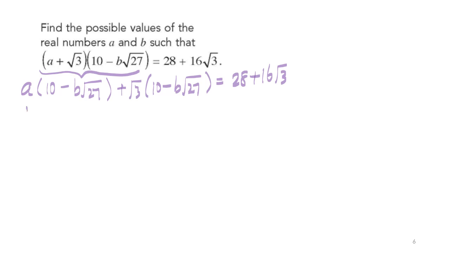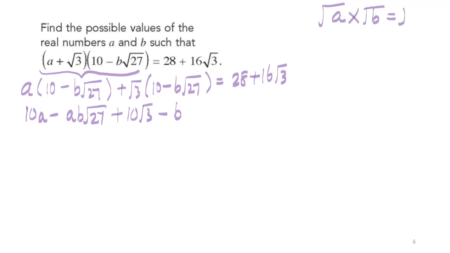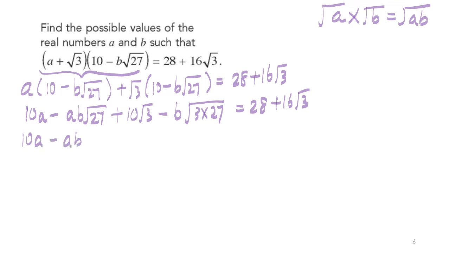Right, so that gives us A times 10 is the same as 10A, and A times B times square root 27, that gives us AB square root 27. Square root 3 times 10 is the same as 10 square root 3, and then we have B. Alright, so recall that square root A times square root B, we combine them to get square root AB, right? So that will give us square root 3 times 27. Right, so let's continue further. 10A minus AB.